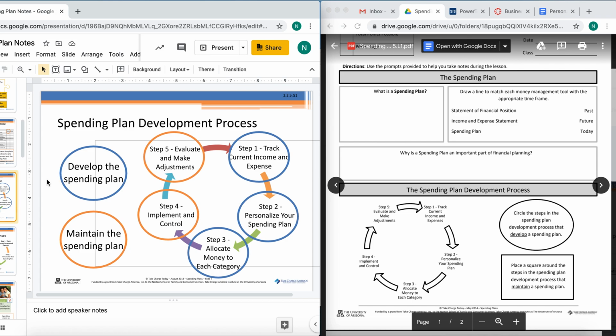So we have 5 steps to our spending plan development process. We have 3 steps that are about developing the spending plan, and then 2 steps that are about maintaining. So we can track our current income and expenses using that income and expense statement. We can personalize our spending plan and allocate our money while we are developing it. And then once we implement it and evaluate it, that's when we are in the maintaining stage.